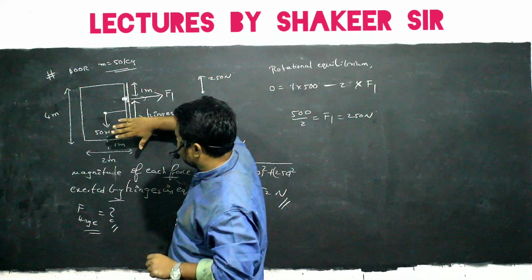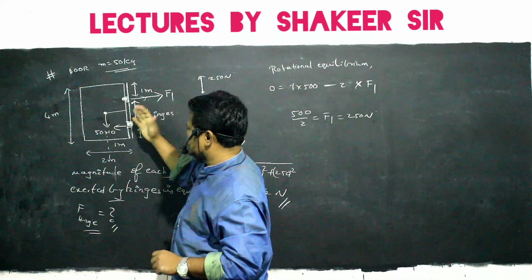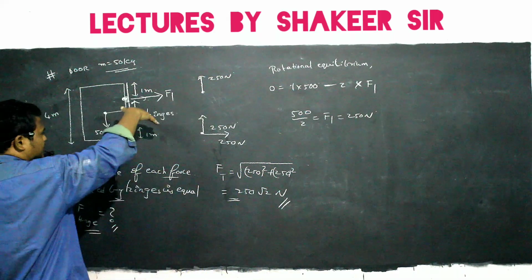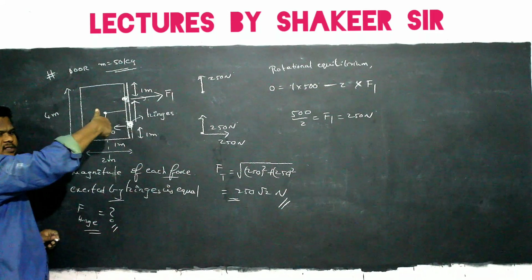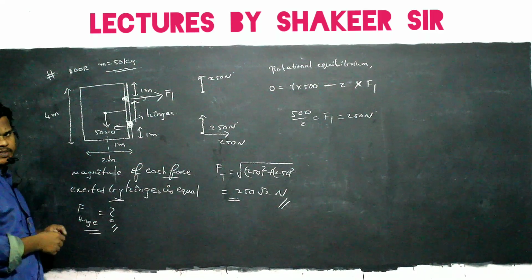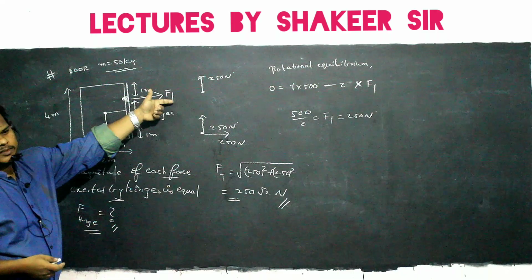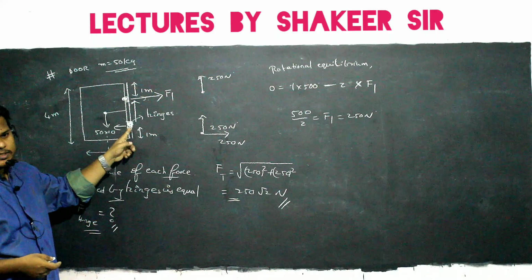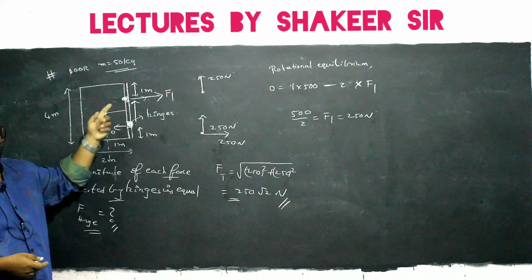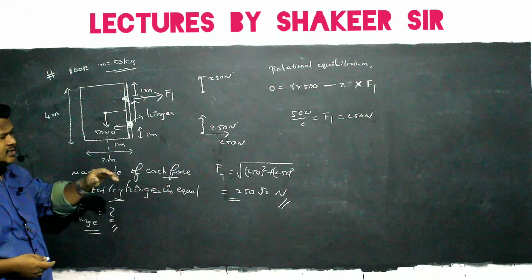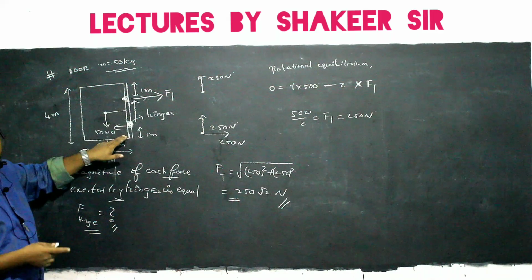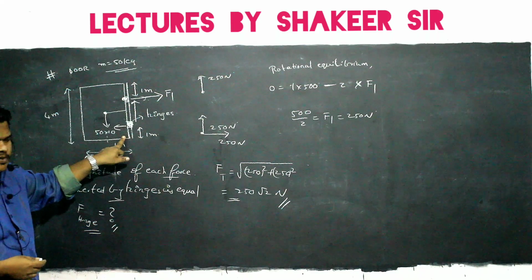How I have to rotate my hand? Like this, huh? How I have to rotate? I have to rotate like this. This is R dash cross F dash, negative torque. Okay? So this hinge is pulling the door. This hinge is pushing the door with equal force. Are you able to understand? So this is how hinges will behave for a door. Okay? Make a note of this.